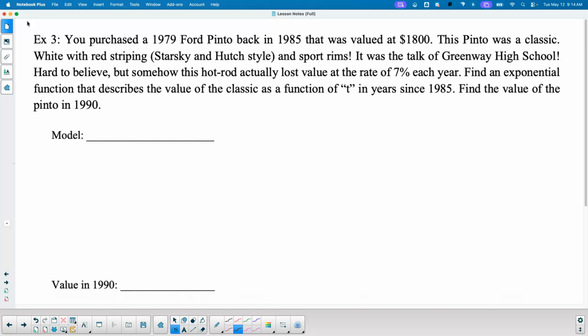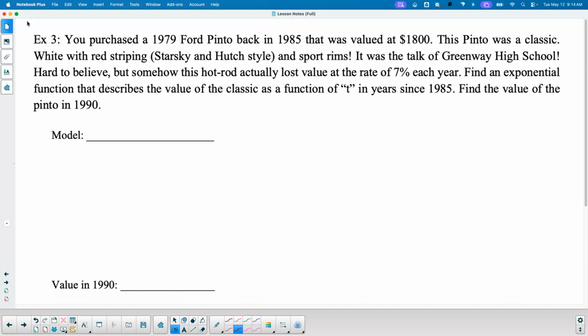Side note, this was Mrs. Hill's, for those of you that remember Mrs. Hill's car in high school. Normally there's a picture of Kate Hill and Pinto in her driveway.